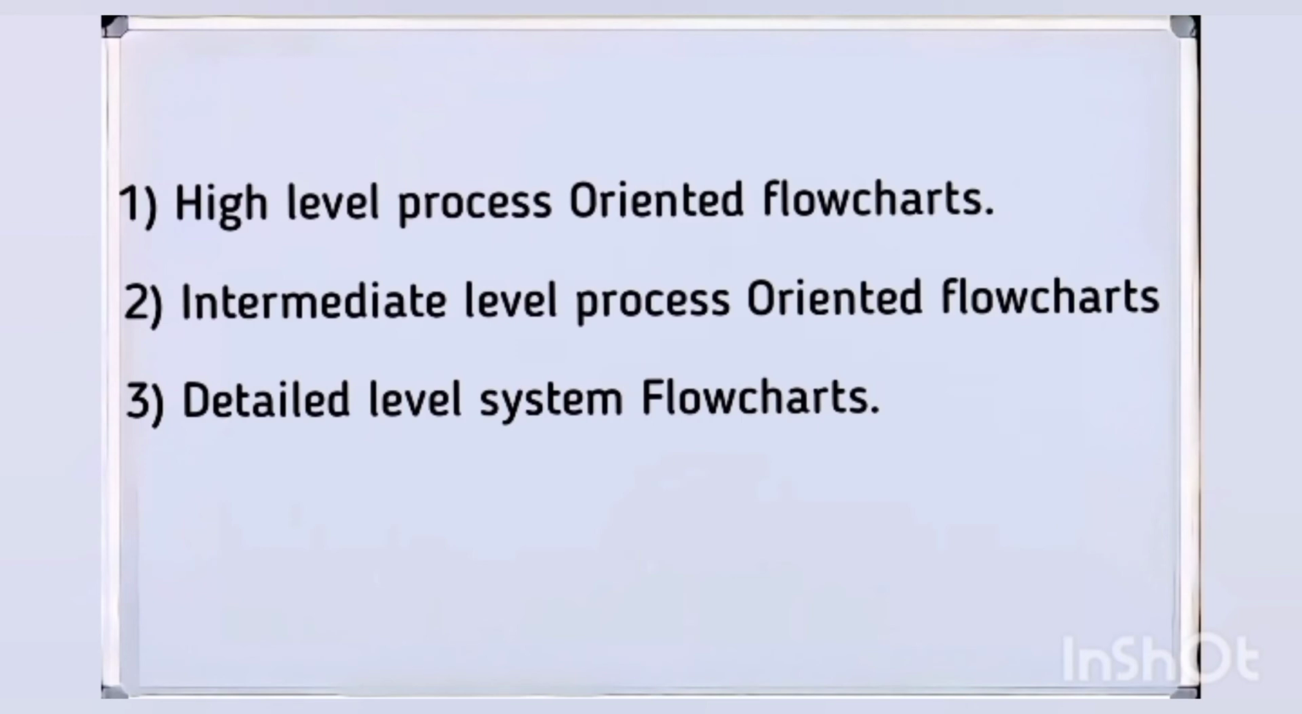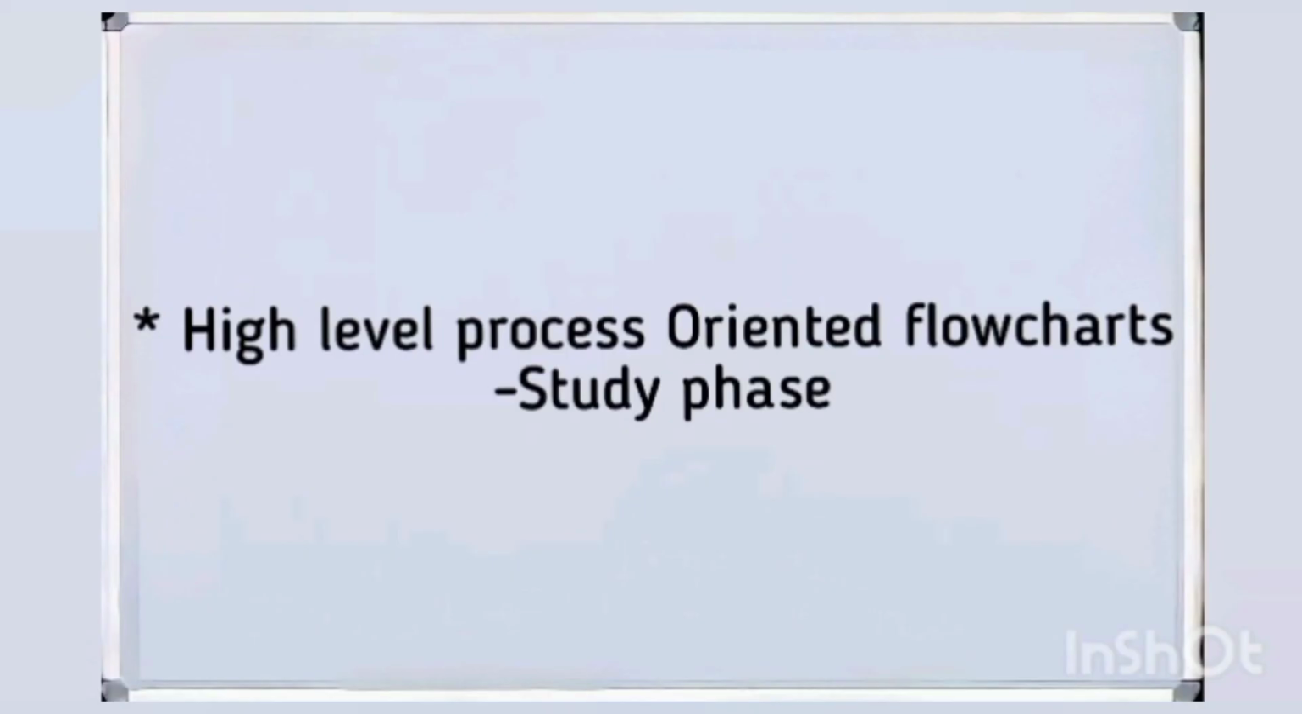There are three types of process-oriented flowcharts: high level, intermediate level and detailed level system flowcharts. First one, high level process-oriented flowcharts, study phase. These flowcharts are very valuable at study phase reviews. The participants in these reviews usually are not data processing professionals. Elimination of confusing detail in the flowchart helps to highlight the user-oriented characteristics of the system.